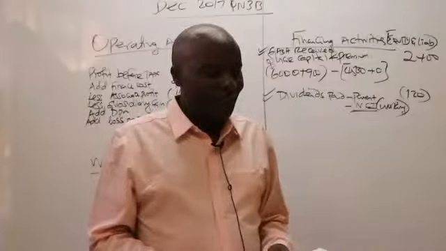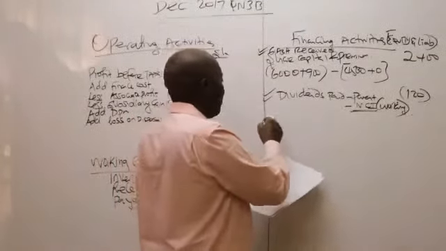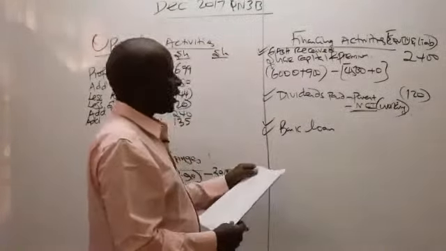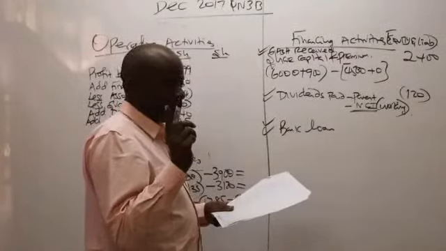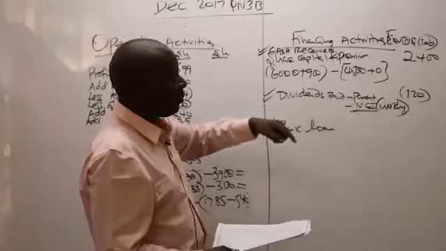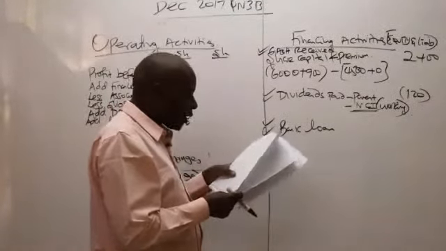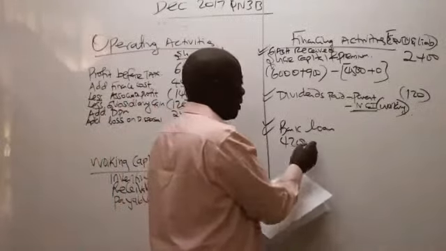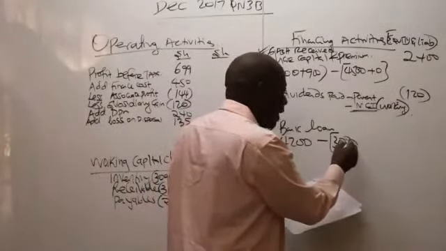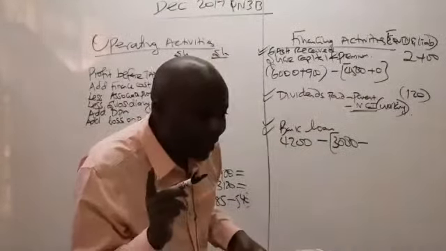Either draw a T account or say here bank loan. Bank loan is a liability. So if it's a liability, just like equity, I must start with the closing. Closing figures minus opening figures. So the bank loan that I can see here, closing for 2017 was 4,200, minus the opening. Opening is 3,000, but remember, for opening we must make adjustments.